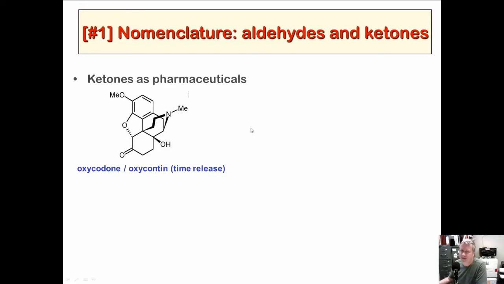A couple that stand out are Oxycodone, which is an opioid analgesic, one of the painkillers. It's abused a lot actually, and there are a lot of ongoing lawsuits about this. Oxycodone in a time-release formula is called Oxycontin. It's the same drug. These are both agonists of the mu opioid receptor, and they cause the pain-killing effects that are associated with opioids.